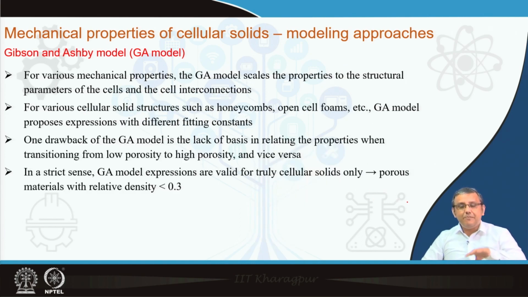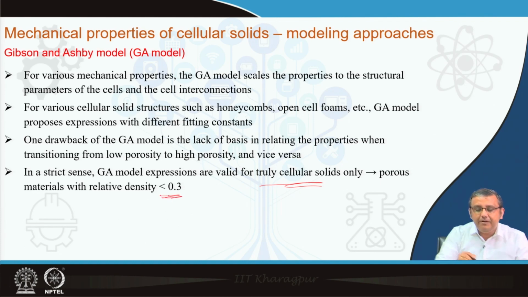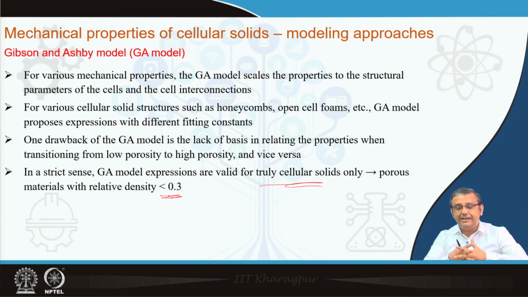Now, the GA model, or the Gibson Ashby model, is much closer to the real pore structure in comparison to the empirical models I discussed at the beginning. But again this model has a big drawback: it is meant for truly cellular solids only, that means this modeling approach is only valid when the amount of dense material is very less in the material, and these models are valid only for a relative density of less than 0.3.